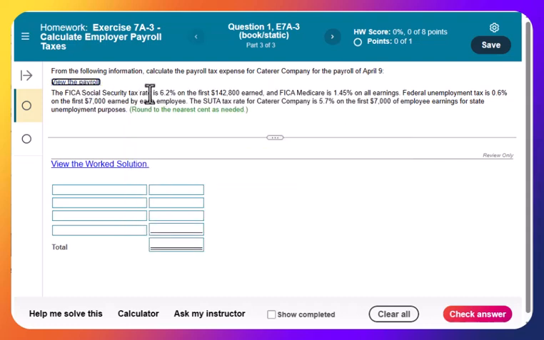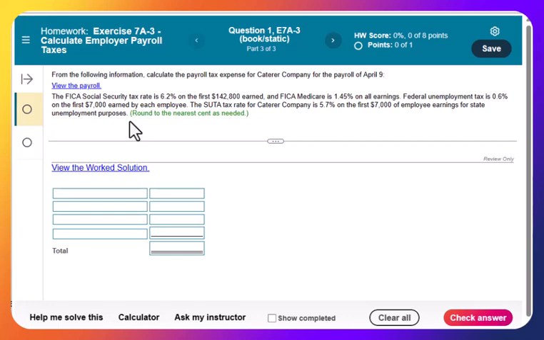So the FICA Social Security tax rate is 6.2% on the first 142,800 earned, and the FICA Medicare is 1.45% on all earnings. Federal unemployment tax is 0.6% on the first 7,000 earned by each employee. The SUTA rate for the Caterer Company is 5.7% on the first 7,000 of the employee earnings for the state. And of course, since we're working with currency, round to the nearest cent as needed. So what are the employer payroll taxes? Again, remember this problem is only doing the employer payroll taxes.